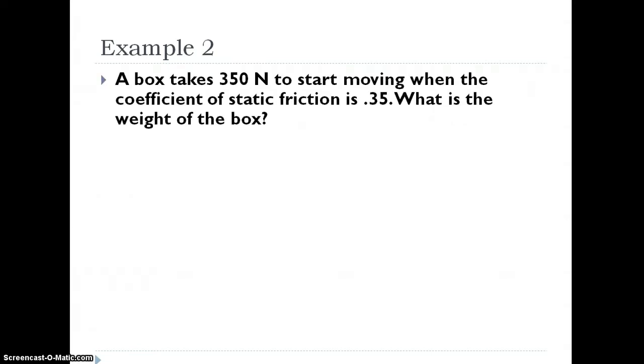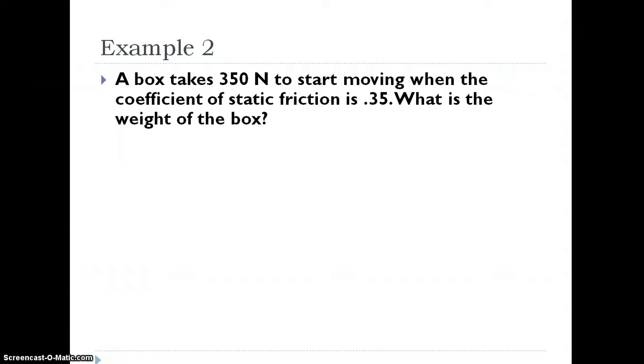So example 2. In this case, they give you a push force. The box takes 350 newtons to start moving when the coefficient of static friction is 0.35. What is the weight of the box? So again, when they refer to weight, what they're really asking you to do is solve for the normal force, since the normal force and weight are equal unless it's on a ramp.